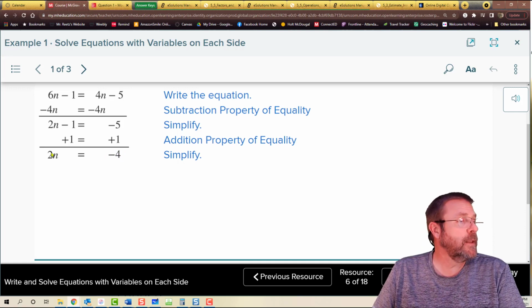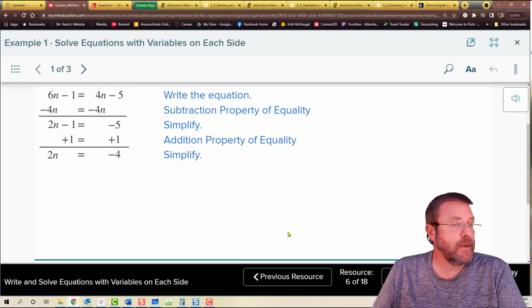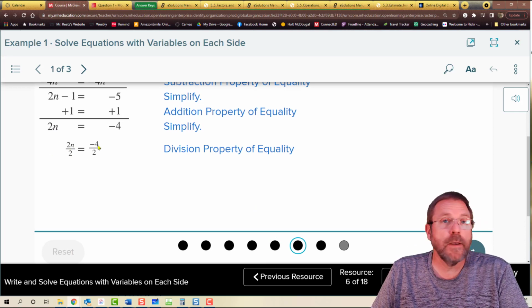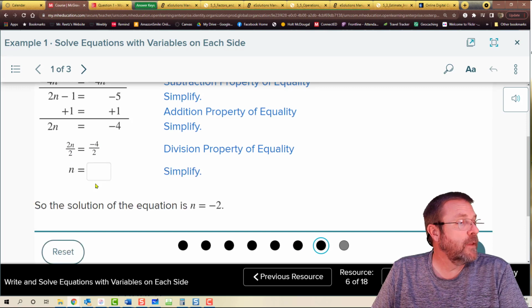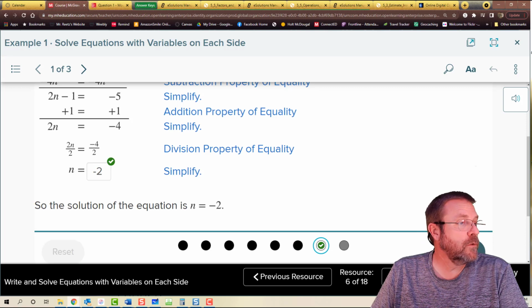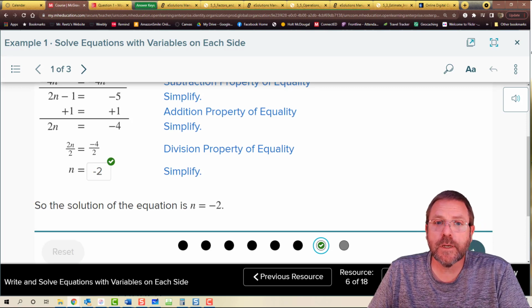And then we're going to undo multiplication and division by dividing by 2 on both sides. The 2's on the left divide each other out, leaving n, and then negative 4 divided by 2. That's going to leave you with what? A negative 2. From there, check your answer, and the answer checks. That's all there is to solving these problems.